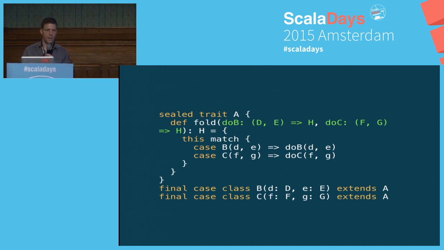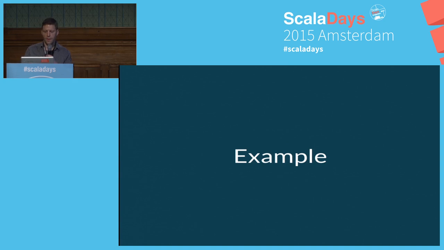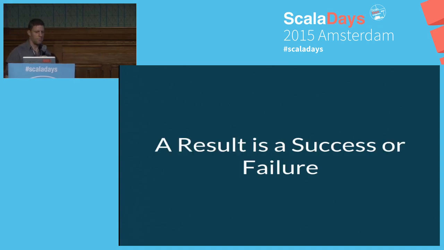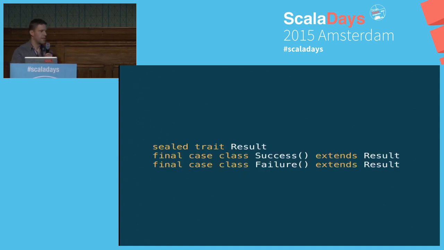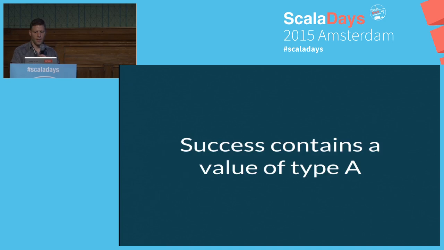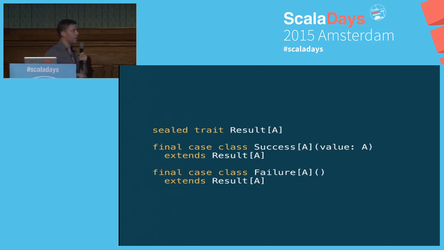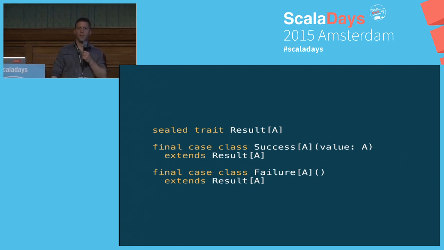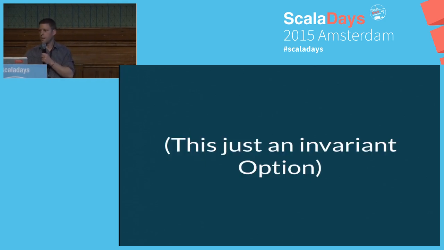So let's see an example to make it a little bit more concrete. We define an algebraic data type. Say Result is a Success or Failure. Bang, there's our skeleton that comes immediately from that. Success contains a value of type A, and Failure contains nothing. So Success has a value of type A, and Failure has no value. Who's going to tell me what this is? Anyone? Right, I think I heard a mutter from the crowd. It is Option. I've just defined an invariant version of Option.